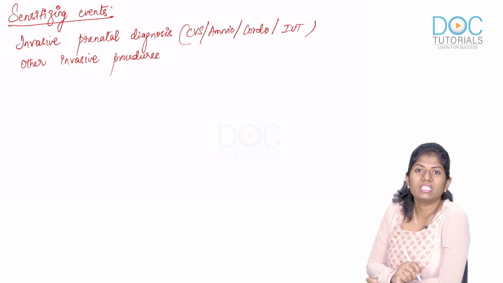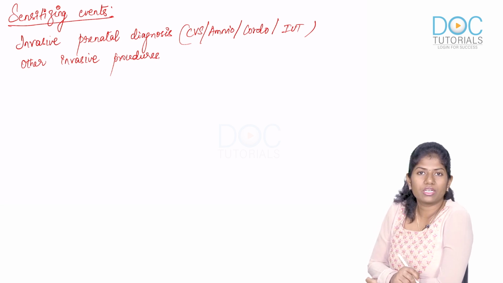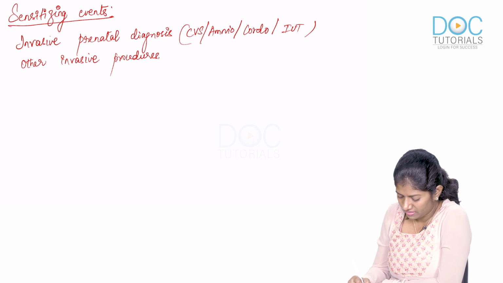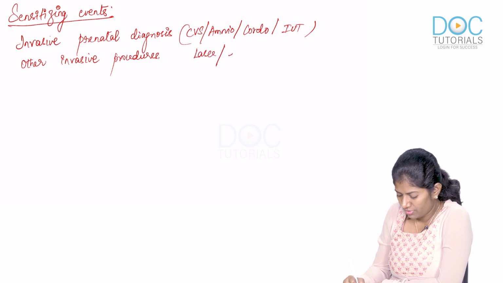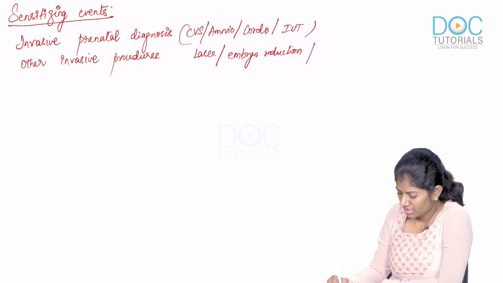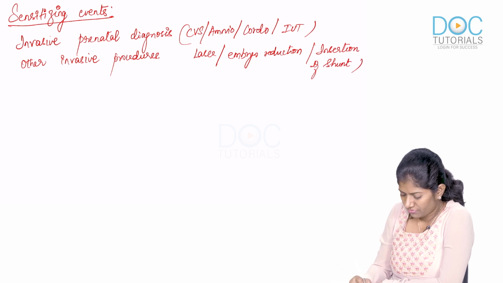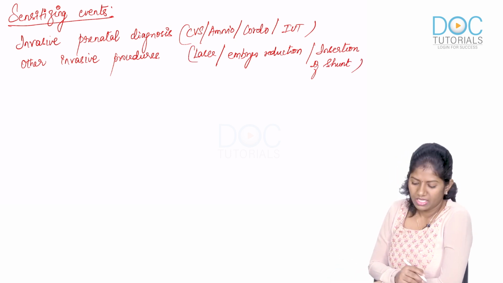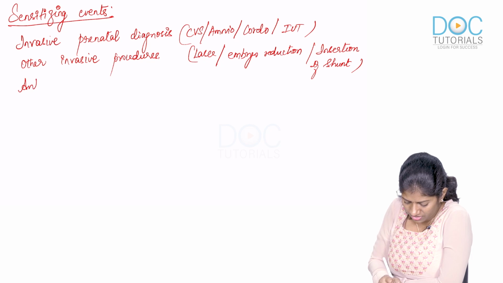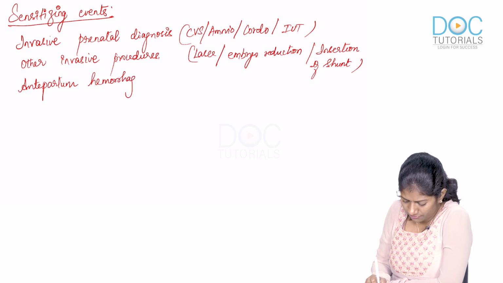Like what? Insertion of shunt, embryo reduction, laser, all these things. Okay. Next is what? Antepartum hemorrhage. So more likely to be abruption or even placenta previa.